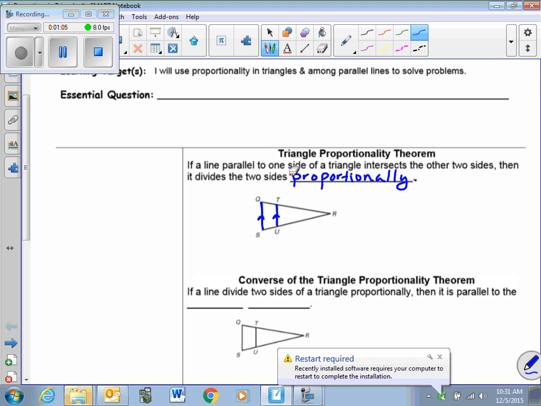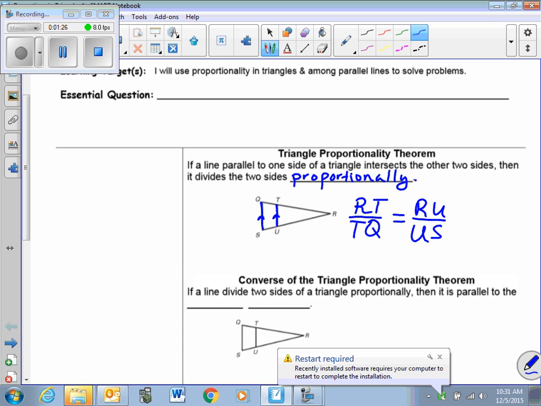So in other words, what we have here in a proportion is that RT is to TQ as RU is to US. Right? That's what that theorem there tells you.